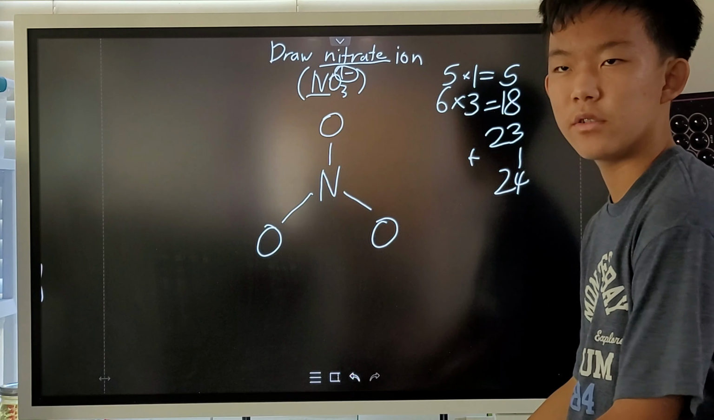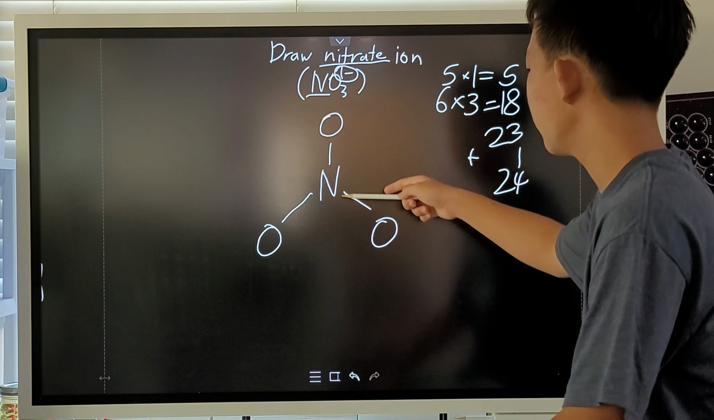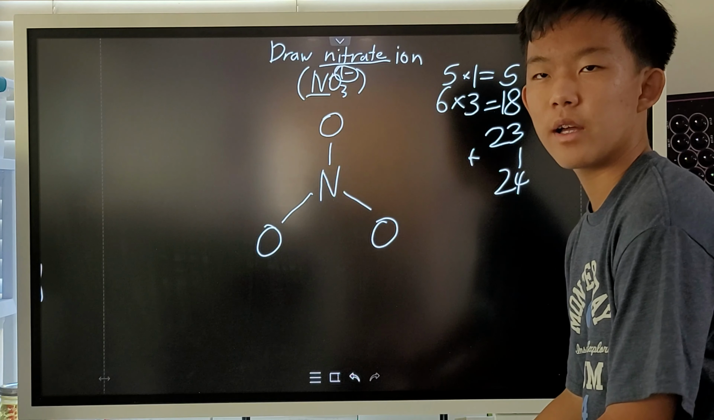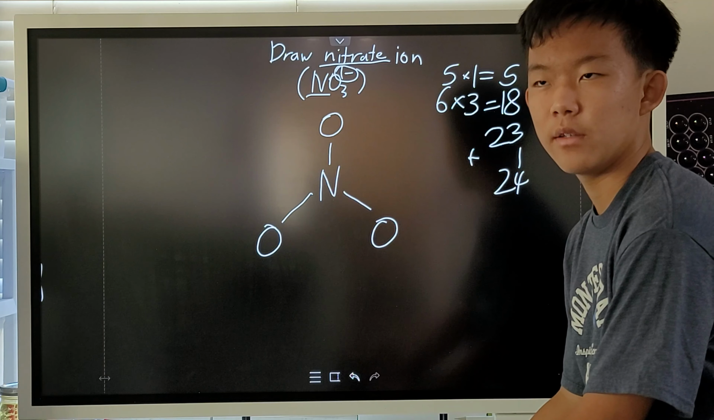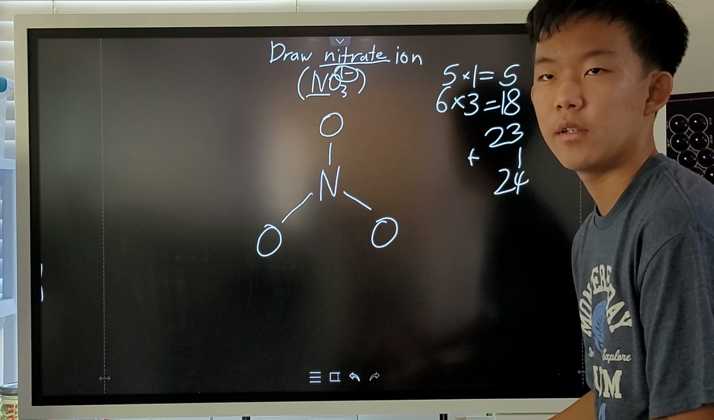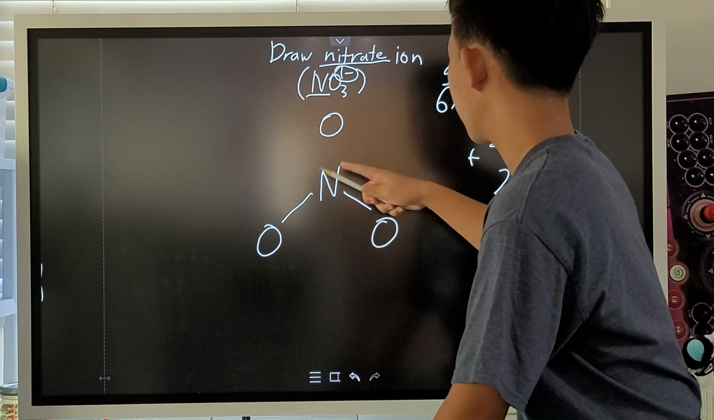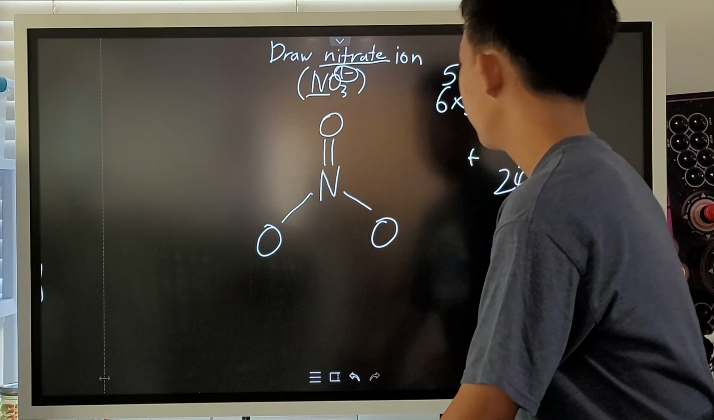But here's the issue. Nitrogen has to follow the octet rule. Here, nitrogen only has 3 bonds. So we're gonna have to resort to the double bond. A double bond is basically just 2 bonds, so 2 bonding pairs making 2 bonds. Let's just choose some random oxygen to the double bond.